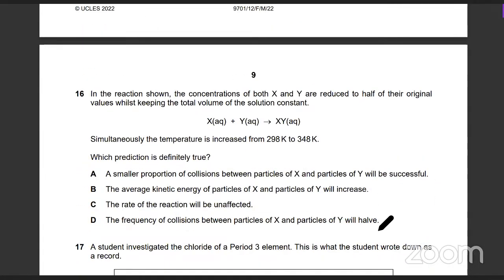Now the next part. In the reaction shown, the concentration of both X and Y are reduced to half of the original values whilst keeping the total volume of the solution constant. So he's reducing the concentration of X and Y. And simultaneously, the temperature is increased from 298 to 348. Which prediction is definitely true?